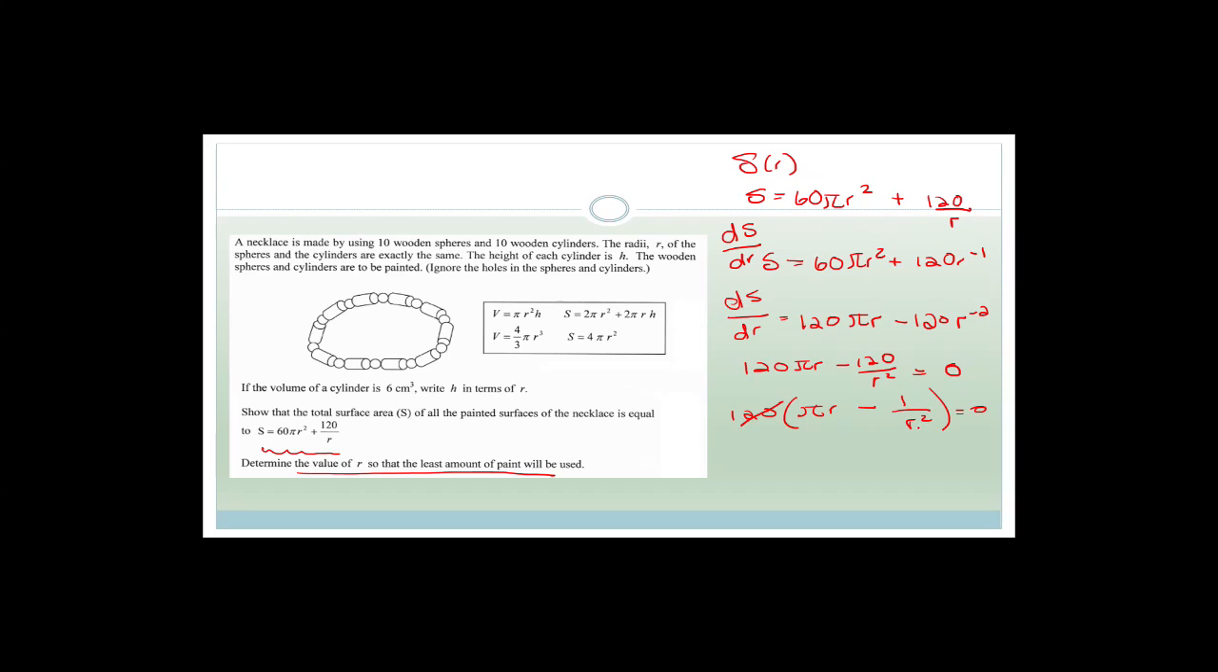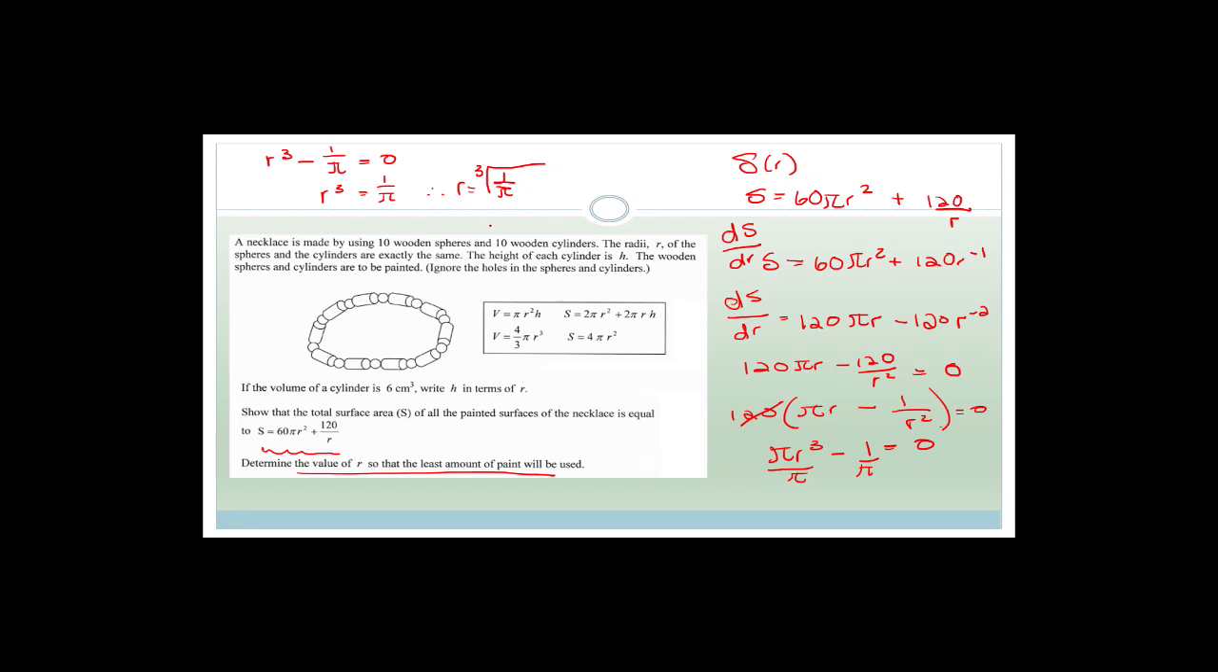Now the next thing I want to do is multiply everything by r squared to get rid of this denominator. So I'm going to go pi r cubed minus 1 is equal to 0. Right, and then I'm going to divide everything by pi to get rid of the pi in front of this. So you get, and I'm going to write up here on the top left-hand corner, r cubed minus 1 over pi is equal to naught. And then we can take it across. So we get r cubed equals 1 over pi. Therefore, r is equal to the cube root of 1 over pi.